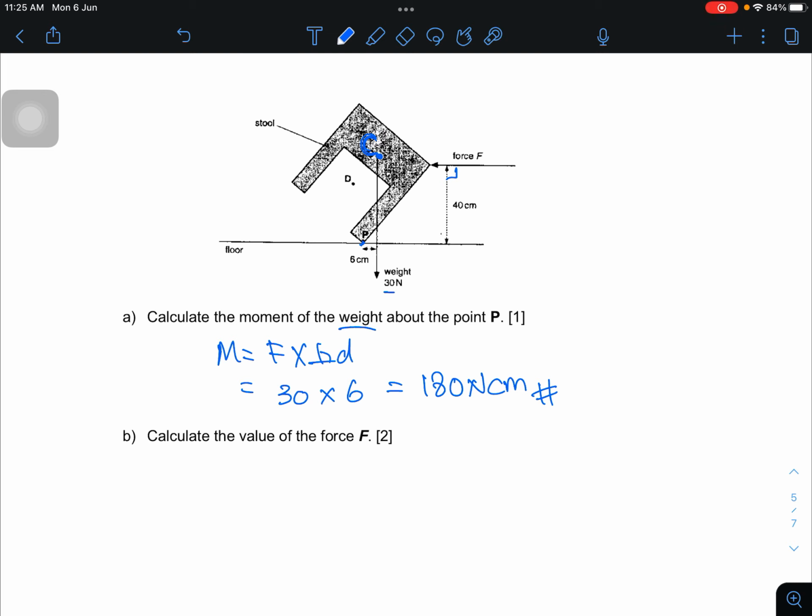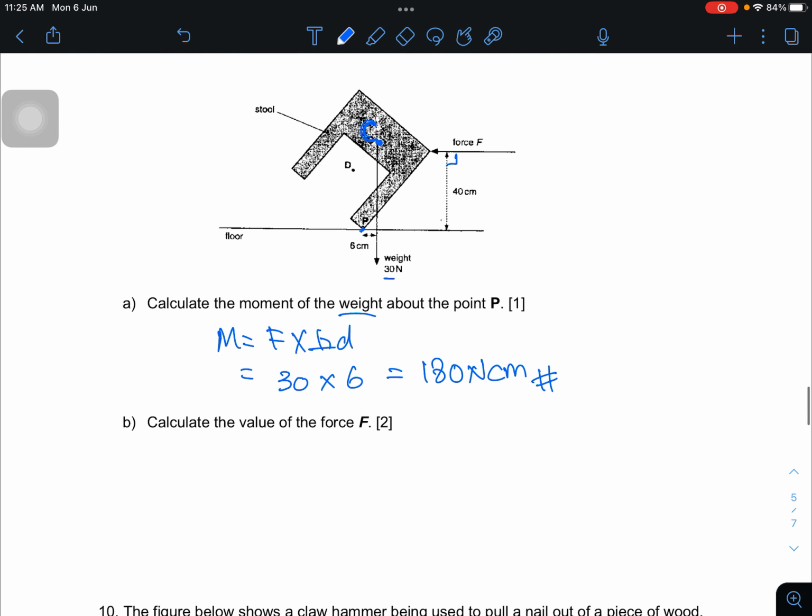Calculate the value of the force F. In this case, the force F actually held the stool in position, in equilibrium. So we're going to use the principle of moment to solve this question. We already know the moment due to the stool, 180, must equal F times 40. So F is equal to 4.5 Newton. Very simple, you see, 2 marks.